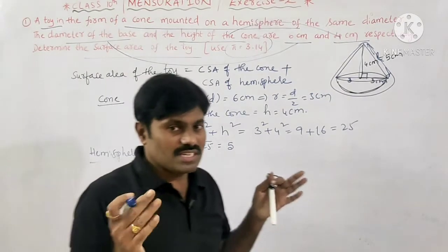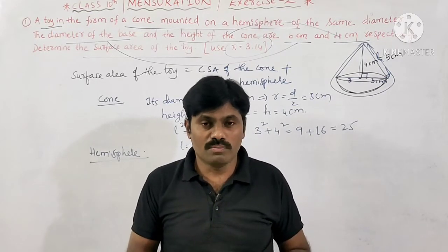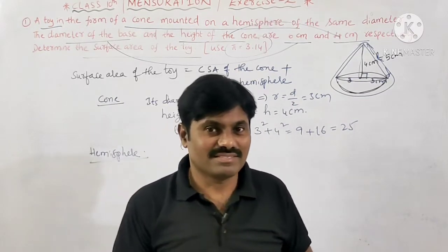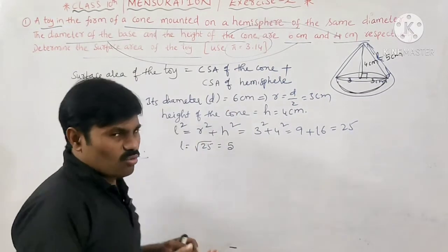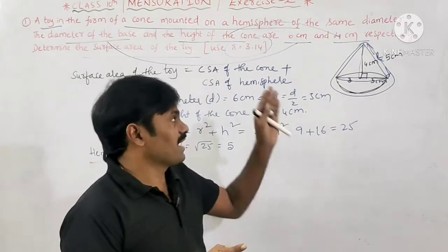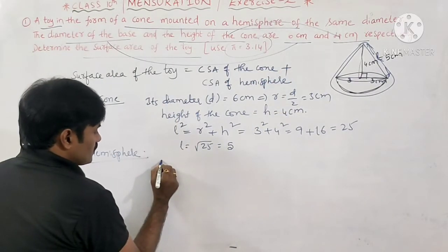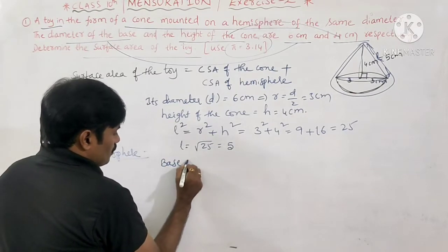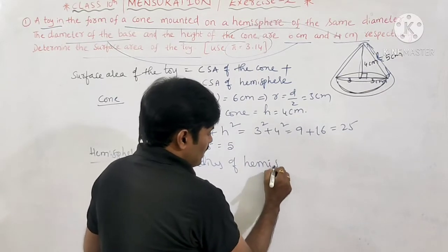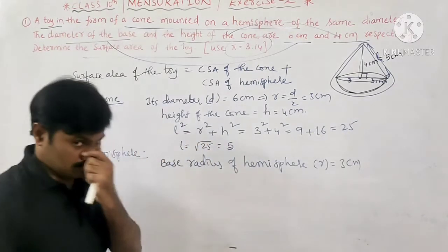So to find the curved surface area of a hemisphere, what is the formula? 2 pi r square, where r is the base radius of the hemisphere. So the only unknown quantity in the formula 2 pi r square is r. But according to the problem, the r value is already given, that is 3 centimeters. Base radius of hemisphere r is equal to 3 centimeters. It is given. Okay, clear?